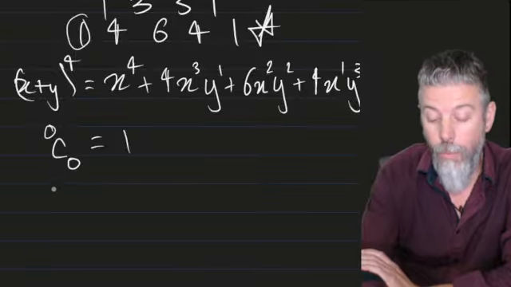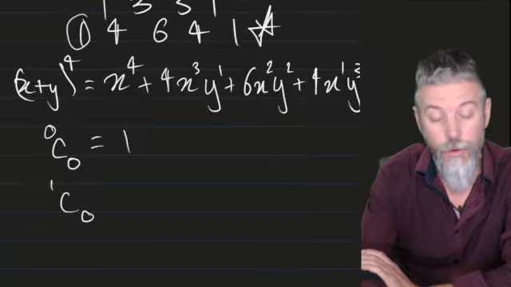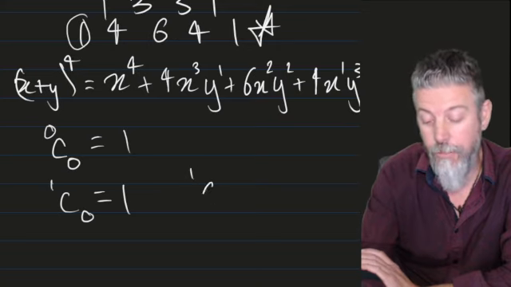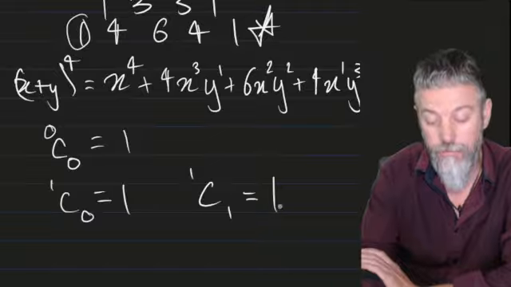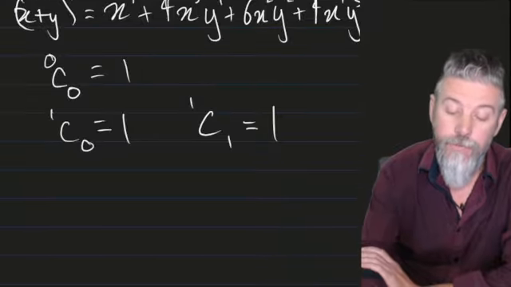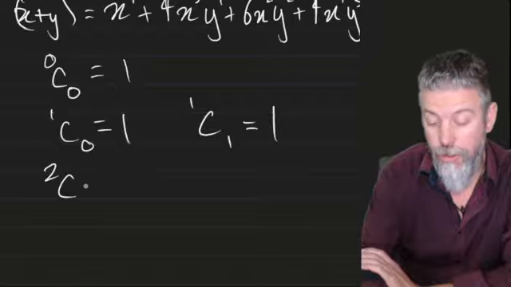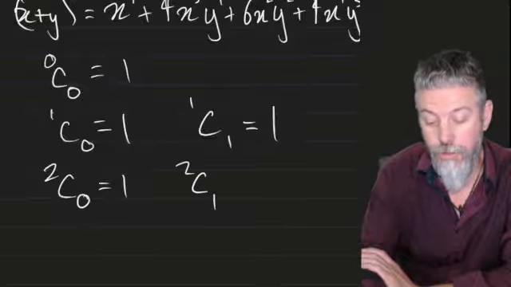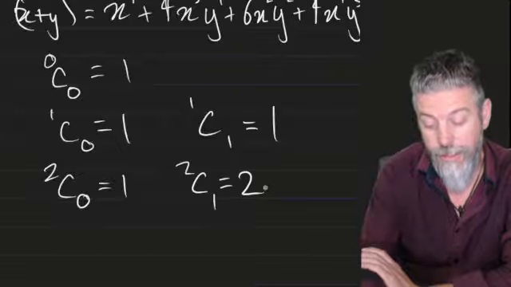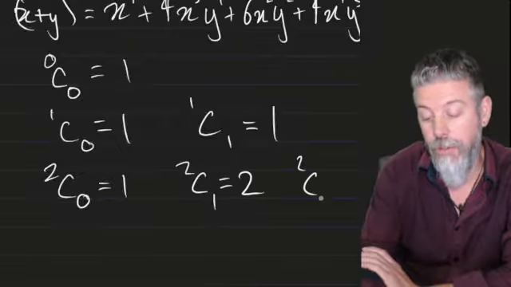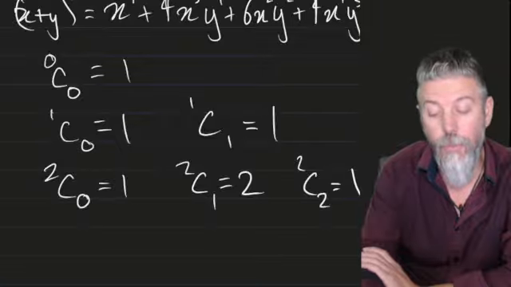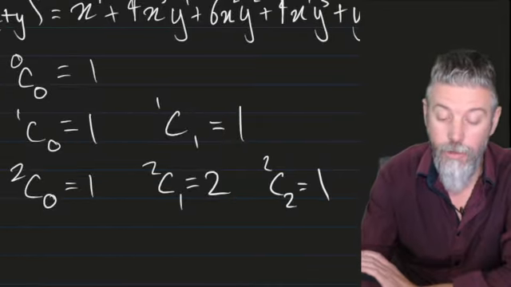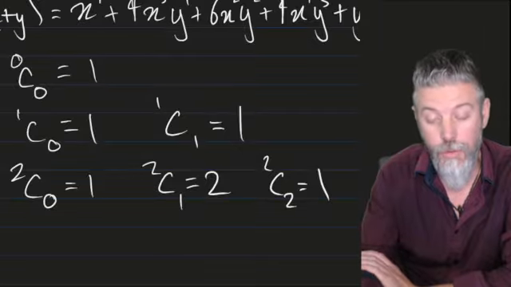If we had one person and we chose no people from them, we could do that one way. And if we had one person and we chose that one person, we could do that one way. If we have two people and we choose no people, we'll get 1. If we have 2 people and we choose one person, there's 2 ways of doing that. And then if we had 2 people and we chose 2 people from that group, there's only one way of doing that. And look at what we're getting. We're getting Pascal's triangle. 1, 1, 1, 1, 2, 1.